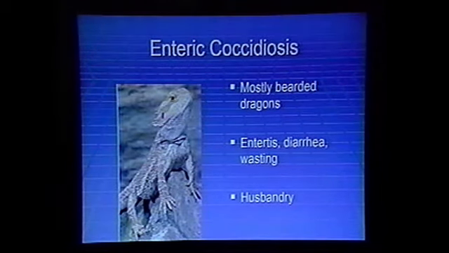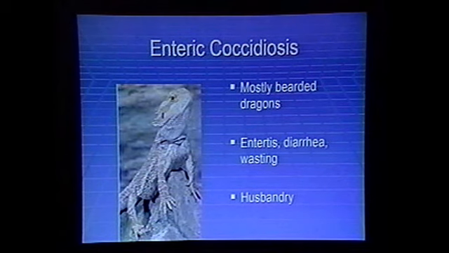Enteric coccidiosis caused by Isospora or Isospora-like species is occasionally seen, but mostly in bearded dragons, where it is associated with enteritis, diarrhea, and wasting. It is generally considered a husbandry problem because these lizards tend to reinfect themselves from dirty substrates.